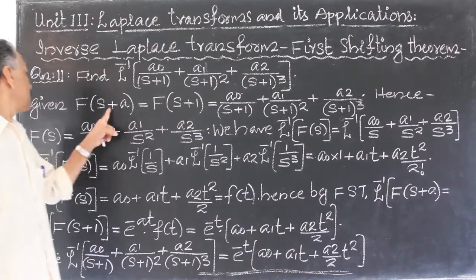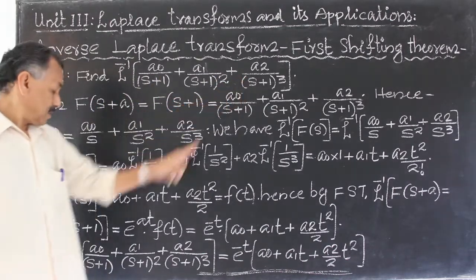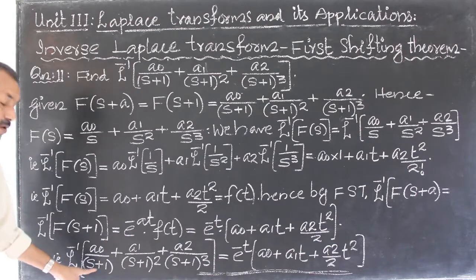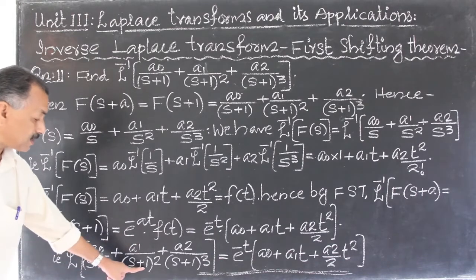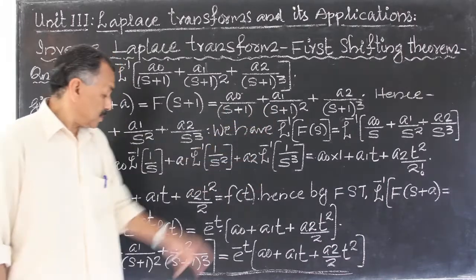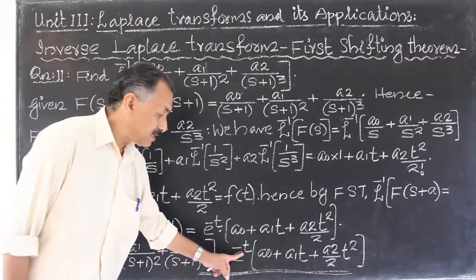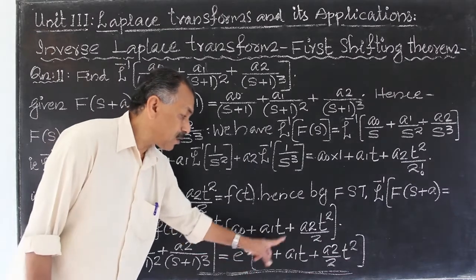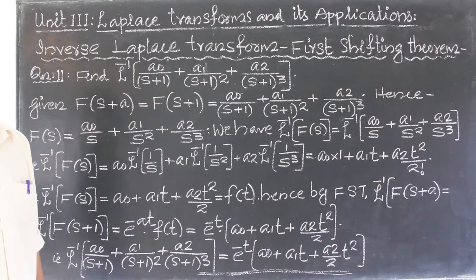F of s plus 1 is equal to the given problem. The L inverse of this one, f of s, or L inverse of a0 divided by s plus 1, a1 divided by s plus 1 square, and a2 divided by s plus 1 all cube, is equal to e raised to minus t into f of t, a0 plus a1t plus a2 t square by 2.